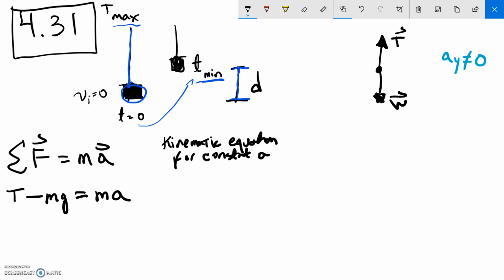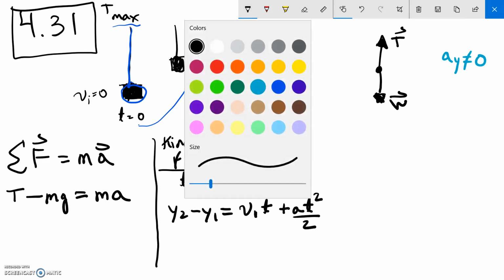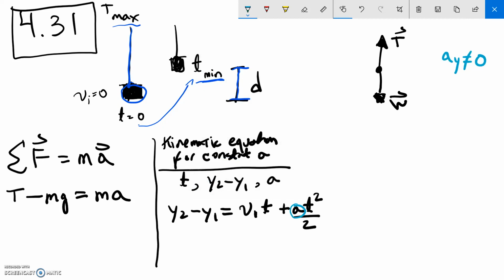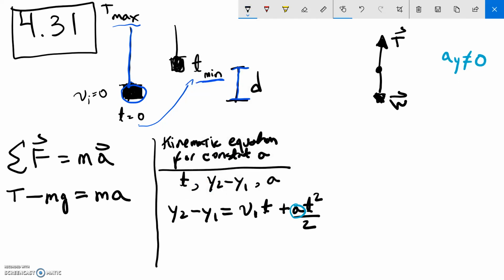I'll leave it as a, or ay, to keep it simple. Then I have times, I have distances traveled, y2 minus y1, which is the same as d, and I have acceleration. So the kinematic equation I want to use is y2 minus y1 equals v1 t, the initial velocity times the time, plus a t squared over 2. Now, don't make the mistake of thinking this a is equal to 9.8 meters per second squared, or the negative of it. That would be the case only if the weight was acting on it. But the tension is going to give you an acceleration with less magnitude than 9.8.